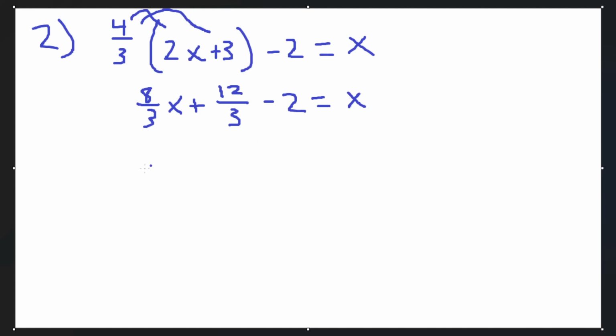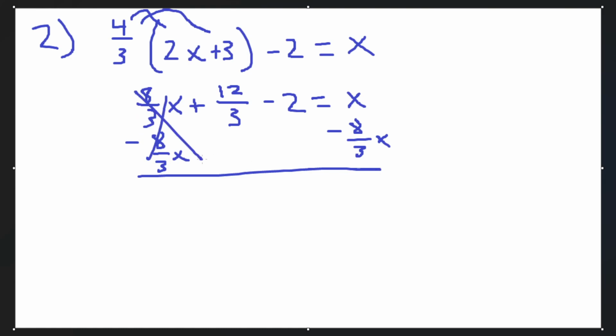And then if we subtract 8 over 3x from both sides, we'll get 12 over 3 minus 2 equal to x minus 8 over 3x. Actually, I'll show you guys. I won't skip steps so I can show you. So minus 8 over 3x, minus 8 over 3x. This cancels out, bring this down.